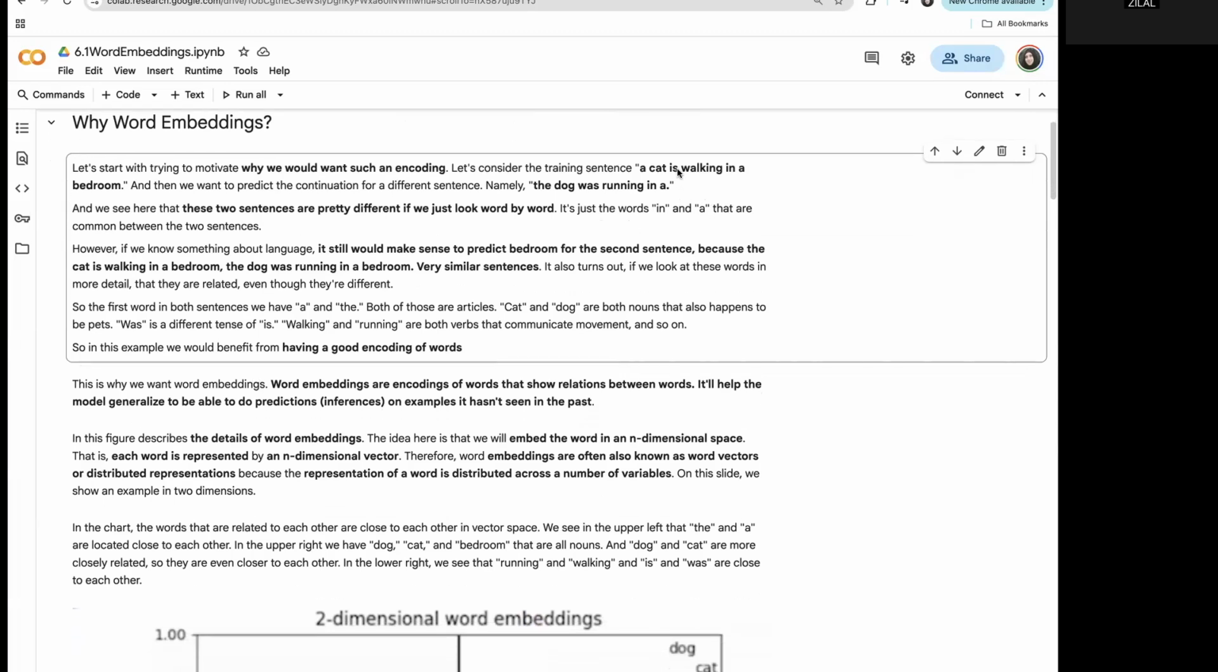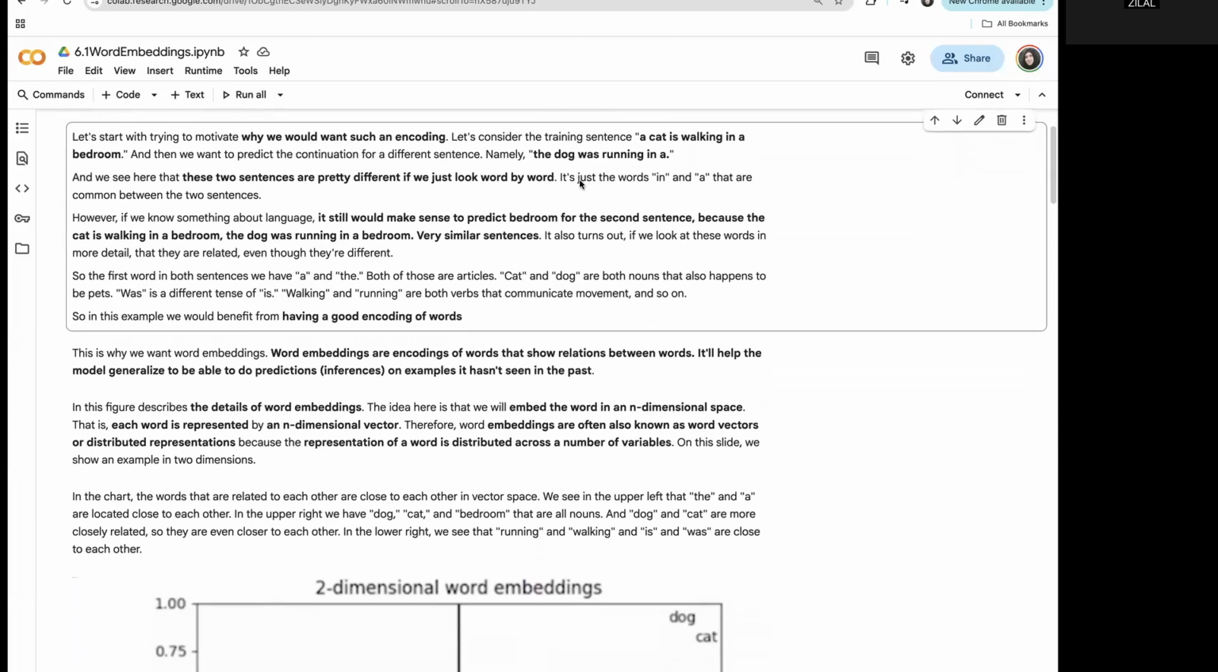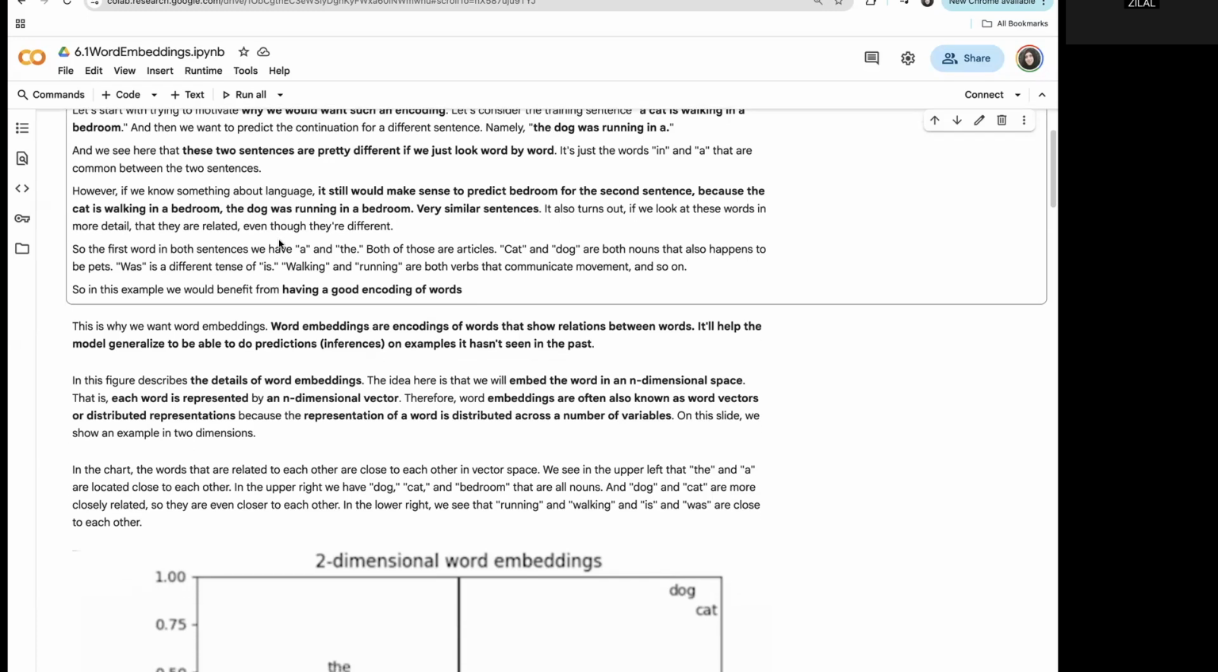Let's consider these two sentences. A cat is walking in a room, and then we want to predict the continuation for a different sentence, which is: the dog was running in a. We see here these two sentences are pretty different if we just look word by word. It's just the words in and a that are common between the two sentences. However, if we know something about language, it still would make sense to predict bedroom for the second sentence, because the cat is walking in a bedroom and the dog was running in a bedroom, very similar sentences.